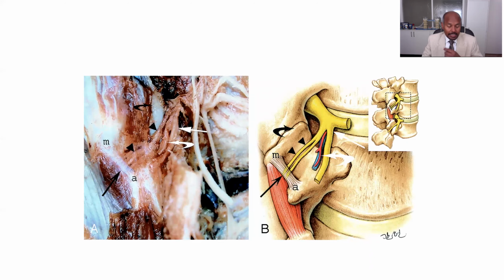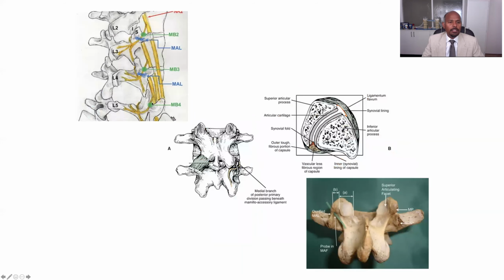This is just a dissection picture showing the medial branch. In this particular, there's an aberrant of 2 medial branches in the same patient. And that's the mammillary process, and that's the accessory process, and that's the mammillo-accessory ligament. Again, this shows pictorially in your Scotty dog view where the mammillo-accessory ligament is. And some of them have completely calcified ligament in some older patients.